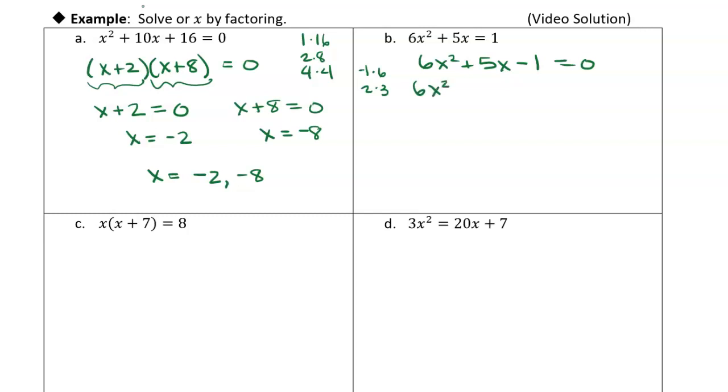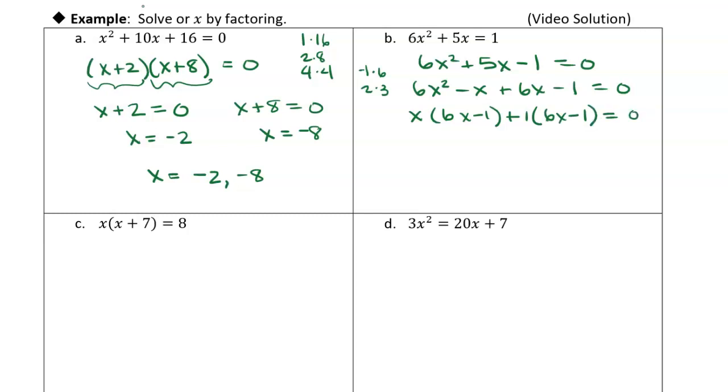So I get 6x squared minus x plus 6x minus 1 equals 0. All right, I'm going to factor by grouping, and I can see that I can pull an x out of the first two terms. I get 6x minus 1. And the last two terms, I'm just going to factor a 1 out of it, because there's no common factors. So 6x minus 1, and isn't that sweet?